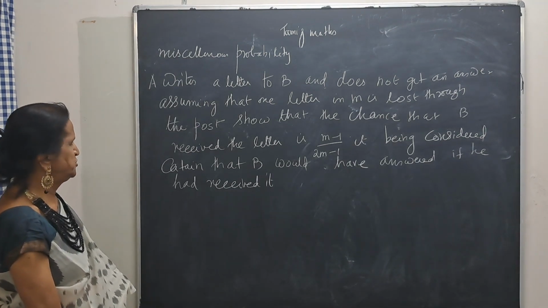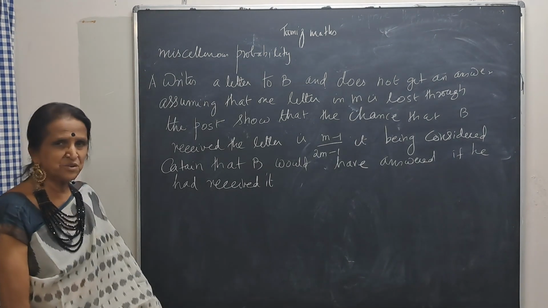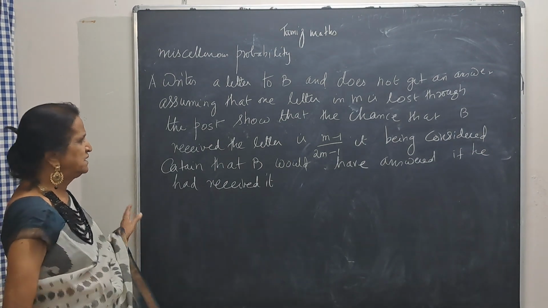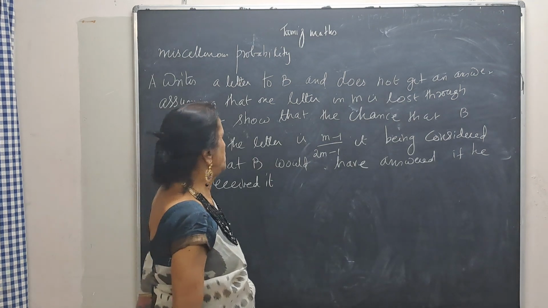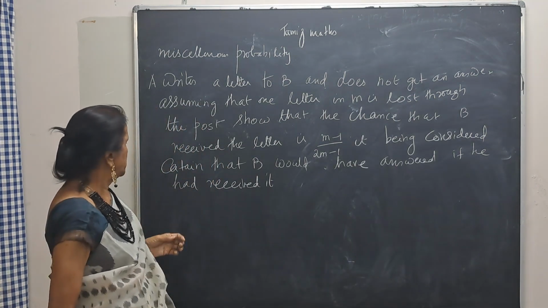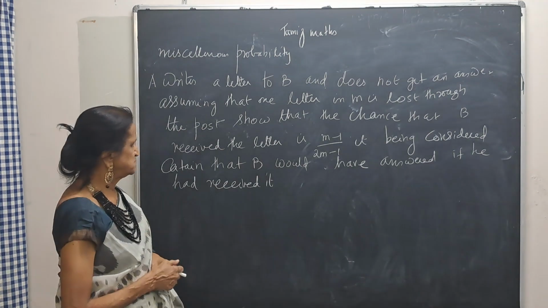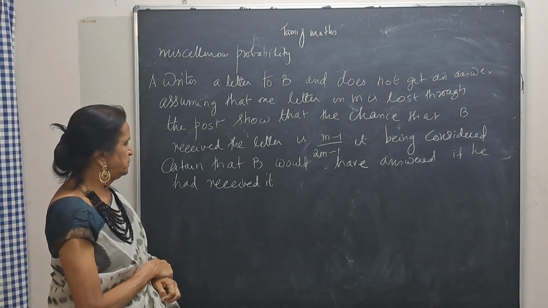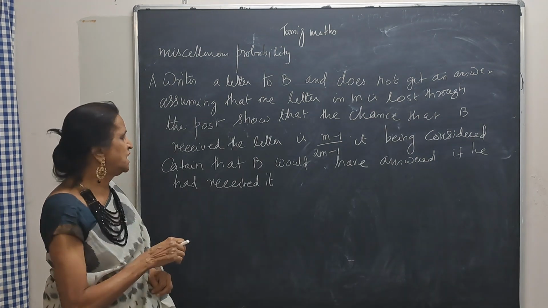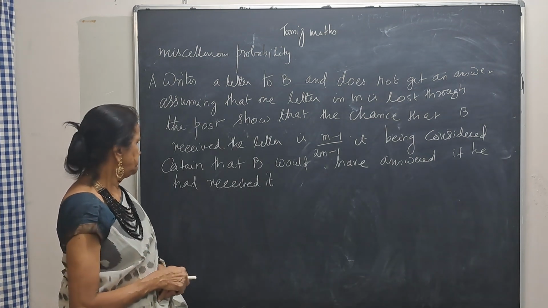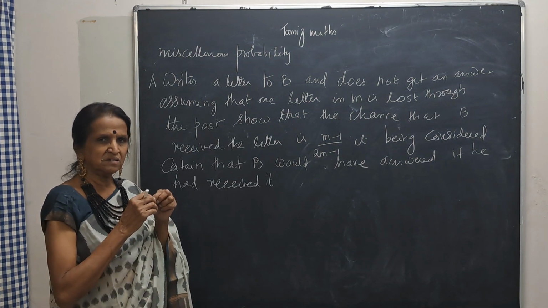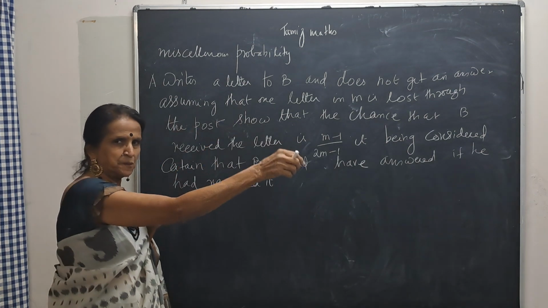A writes a letter to B and does not get the answer. Assuming that one letter in m is lost through the post, show that the chance that B received the letter is (m minus 1) by (2m minus 1), it being considered certain that B would have answered if he had received it. A writes a letter to B.